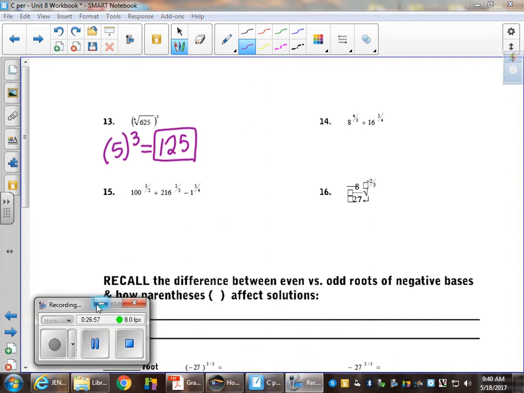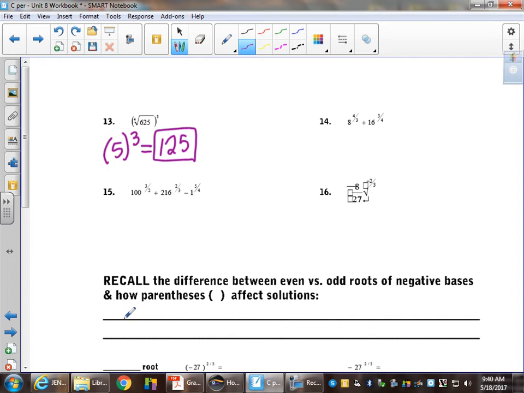I'll fix it. What's different about number 14? We have some additions, but we're still going to do this one piece at a time. So for 8 to the 4/3, what am I going to look at first? 3rd root of 8 is 2, to the 4th. Let that alone for a second. Plus, I have 16 to the 3/4. 4th root of 16 is 2, raised to the 3rd. What is 2 to the 4th? 16 plus 8 is 24.